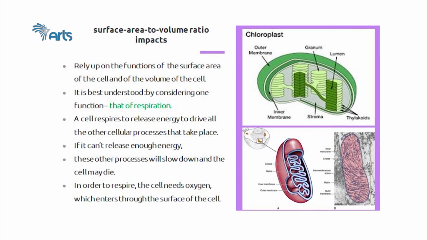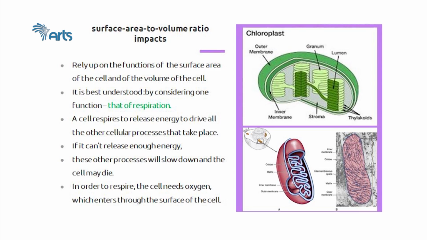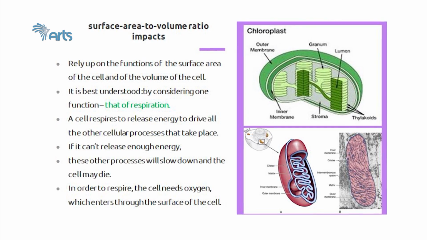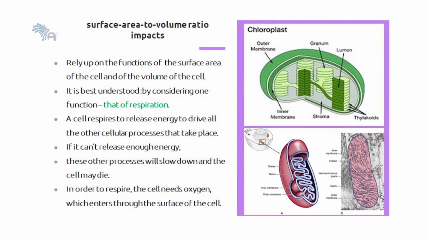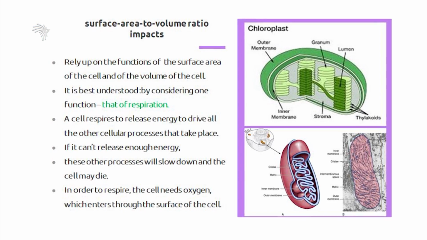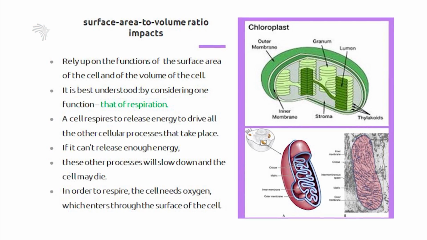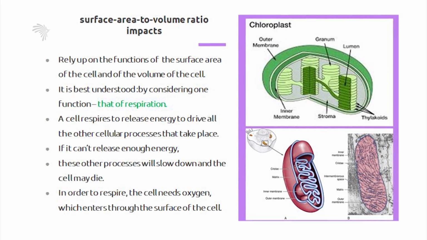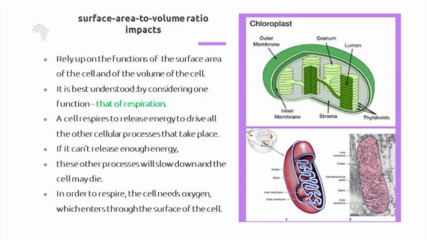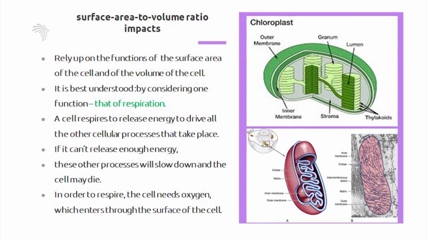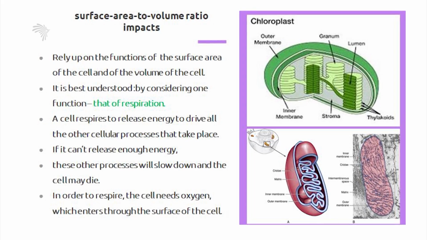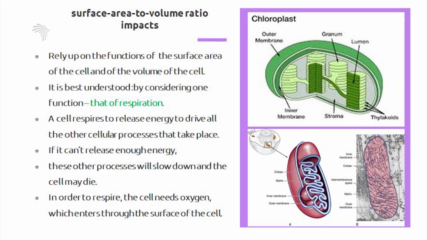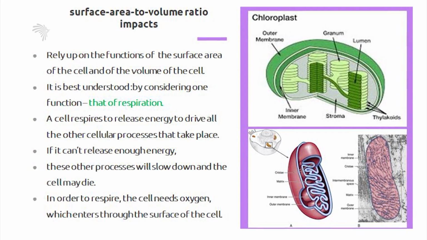The surface area to volume ratio relies upon the function of the surface area of the cell and the volume of the cell. It is best understood by considering one function, that of respiration. A cell respires to release energy to drive all other cellular processes that take place. If it can't release enough energy, these other processes slow down and the cell may die. In order to respire, the cell needs oxygen, which enters through the surface of the cell. So surface area to volume matters for material exchange and energy releasing mechanisms.